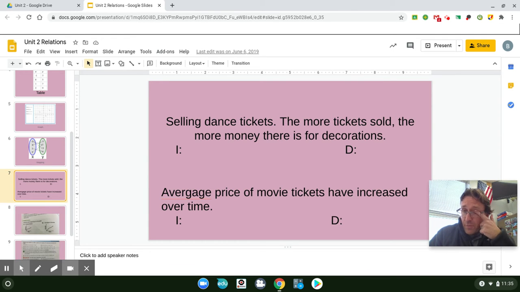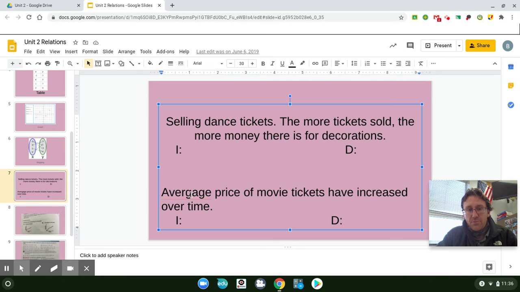So here you're going to determine what's the independent and what's the dependent variable. What's the x and what's the y. So if we're selling dance tickets, the more tickets sold, the more money there is for decorations. So what's dependent and what's independent? What's dependent on the other thing happening? The more tickets that get sold, the more money there is for decorations. So the decorations depend on the tickets. So decorations are the dependent variable and the tickets sold are the independent variable. That also helps you decide what's going to go on the x-axis and what's going to go on the y-axis.